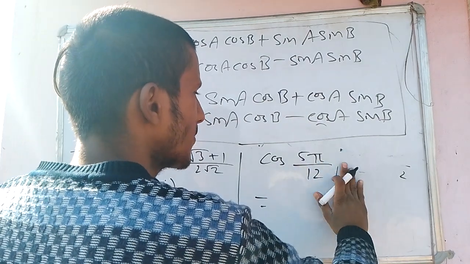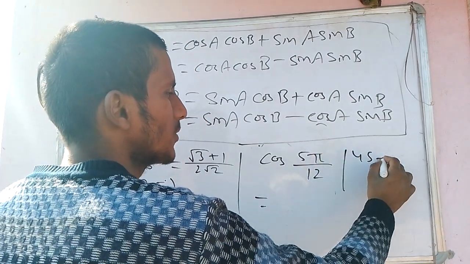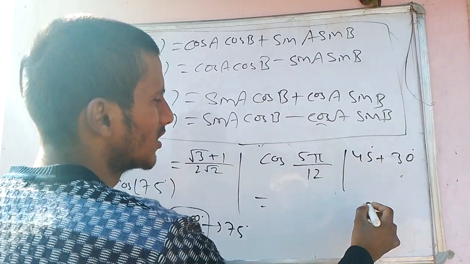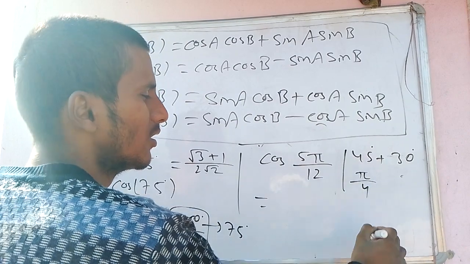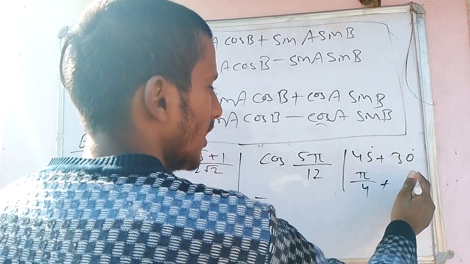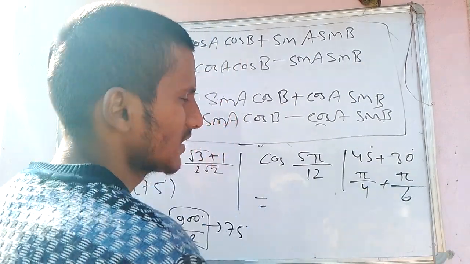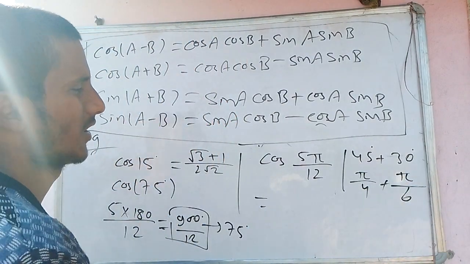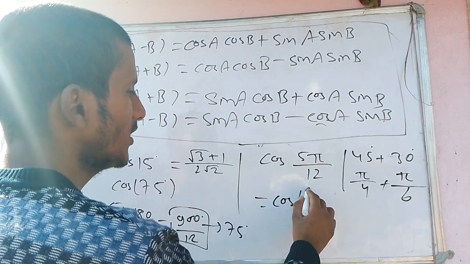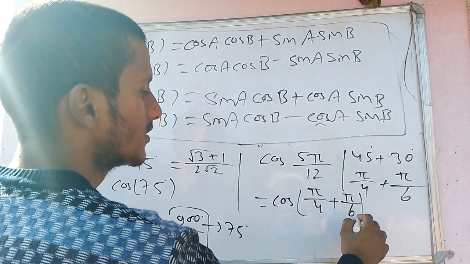So what are you going to do here now? 45 plus 30. Okay, so 45 plus 30 is 75. How do you write it in terms of radians? What is 45 in terms of radians? Pi divided by 4. And what is 30 in terms of radians? Pi divided by 6. So we can write this as what? Cosine of pi divided by 4 plus pi divided by 6.